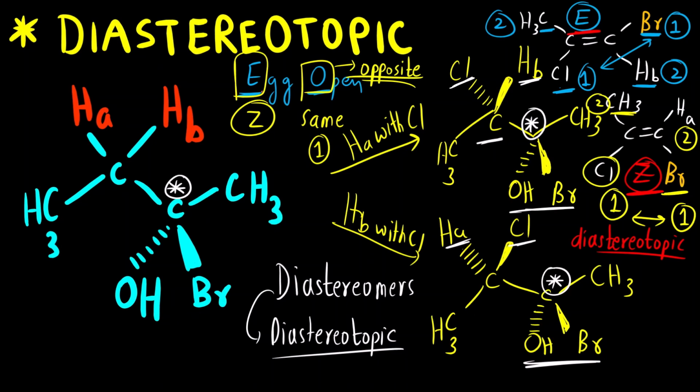So this is the end of the video. I hope you have understood all the different terminologies: homotopic, heterotopic, constitutionally heterotopic, stereochemically heterotopic, enantiotopic, and diastereotopic. Only the names are big. Their meaning is very simple, and I hope you have understood all the examples. This is a very, very important topic. Thank you.